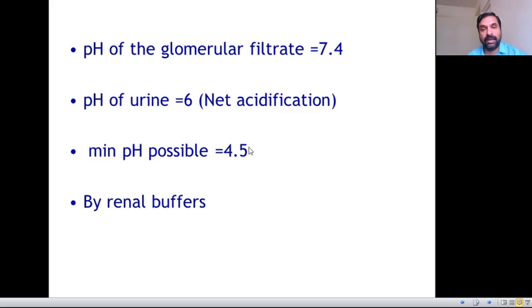Okay, and this minimum pH is maintained by the action of renal buffers. If this pH is not maintained by these buffers, this acidification will not take place. Acid-base balance by kidney is not taking place. So minimum possible pH is maintained by the action of renal buffers.